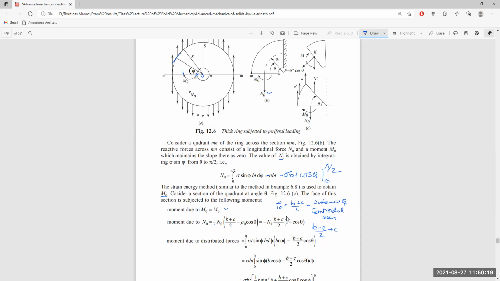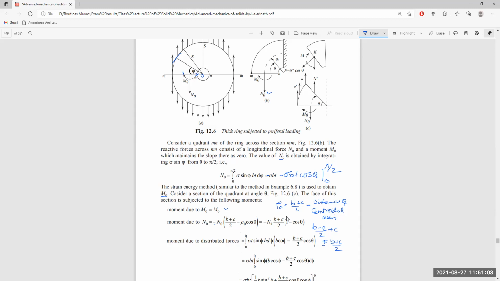And we have to find the distance of the radius of curvature from the center of the hole, the center of curvature. So we have to add the radius of the inner hole again. This means B plus C by 2. This is the length of rho zero, the distance of your center of gravity from the center of curvature. So it is rho zero, or B plus C by 2, minus rho zero cos phi, given by N0.